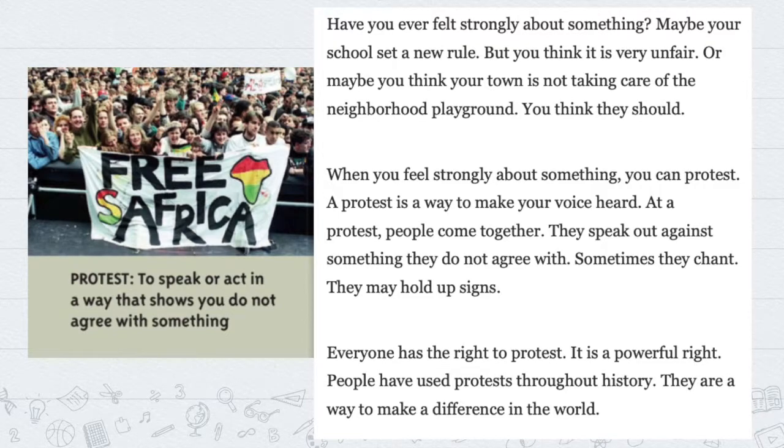To protest means to speak up or to act in a way that shows that you are not happy, you do not agree with something. Let's take a second and read that paragraph right there.